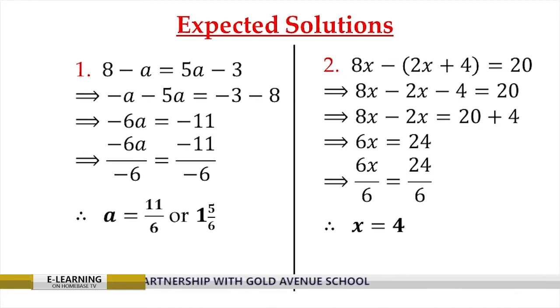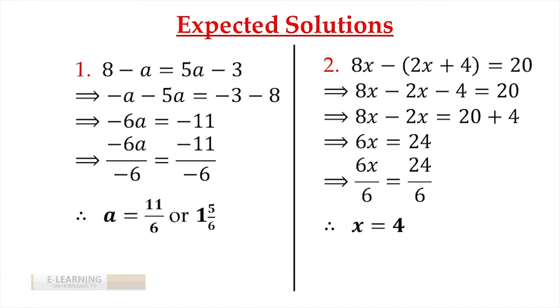Now the 8 on the left hand side, when it is transposed to the right hand side, becomes negative because it was positive on the left hand side. So now, I get negative 6a equals negative 11. Since we want a, you divide both sides by the coefficient of a, which is negative 6. So my a is equal to 11 out of 6, or you can change it to a mixed number, that becomes one whole number, 5 out of 6.